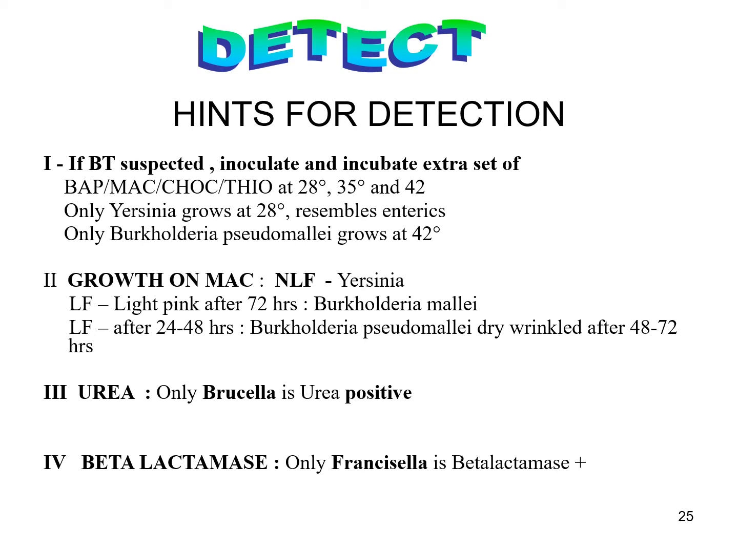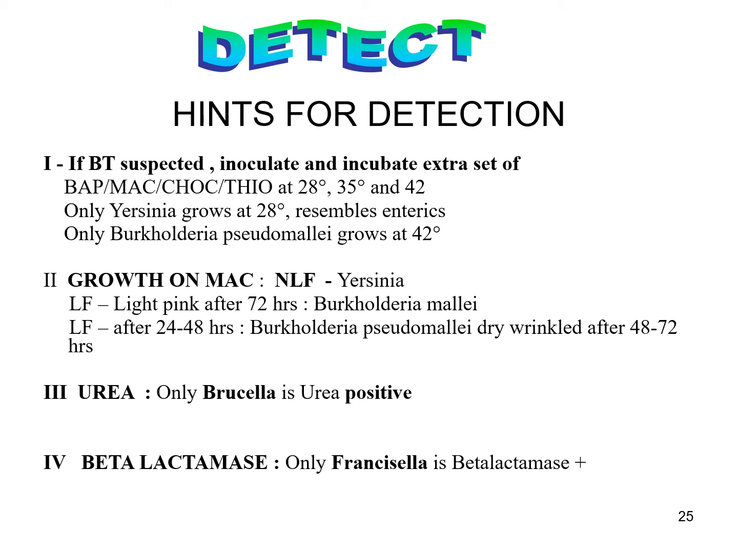Another helpful hint is growth on MacConkey. So Yersinia is a non-lactose fermenter. Burkholderia mallei is a lactose fermenter and appears light pink after 72 hours. And Burkholderia pseudomallei is a lactose fermenter after 24 to 48 hours, and the colonies appear dry and wrinkled after 48 to 72 hours.